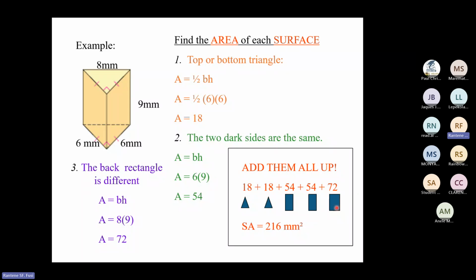But as you can see, not always will you have the same area for the rectangles. You can see here it's quite different. So the total is 216 millimeters squared.